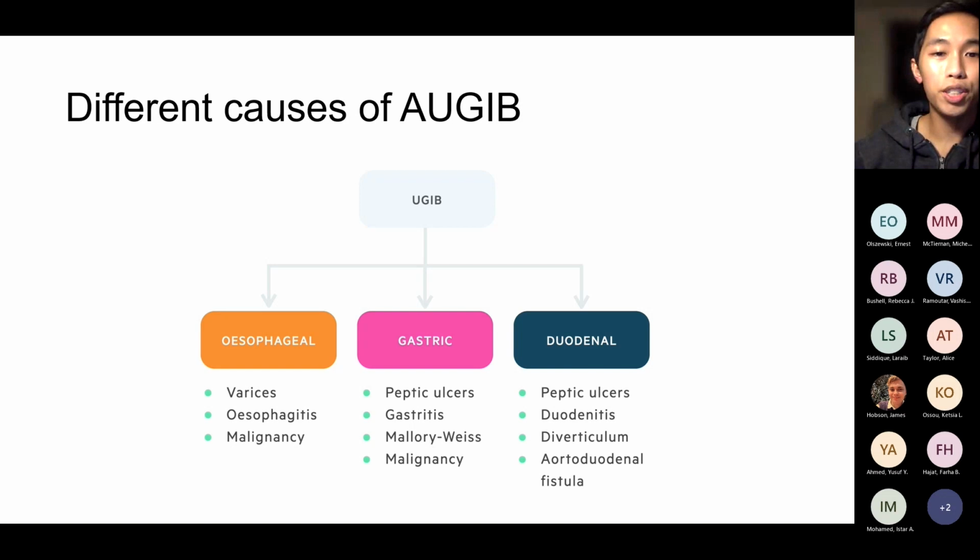So the causes of upper GI bleeds can be differentiated by where the GI bleed occurs. So from the esophagus, from the stomach itself, or from the duodenum. And different differentials include varices, esophagitis, or esophageal cancer, peptic ulcers, gastritis, a Mallory-Weiss tear, malignancies in the stomach, or peptic ulcers in the duodenum, inflammation of the duodenum, diverticular disease, or an aortoduodenal fistula.